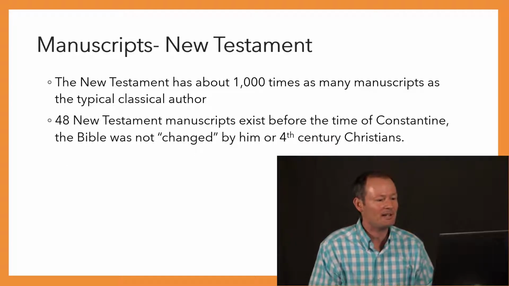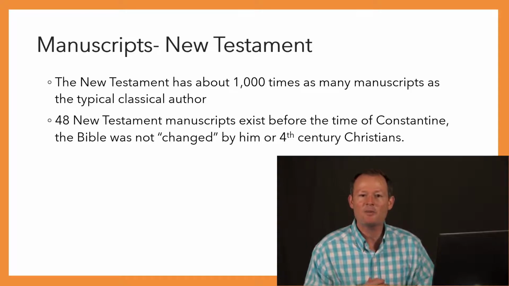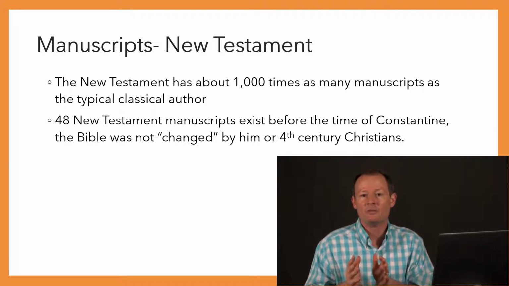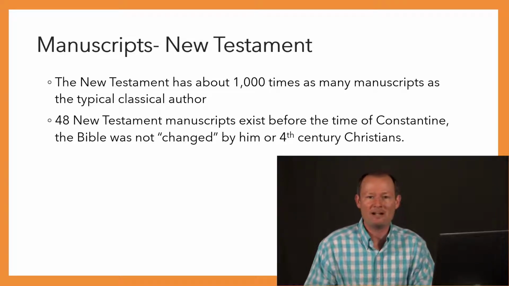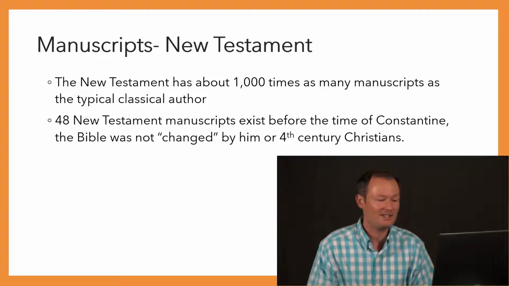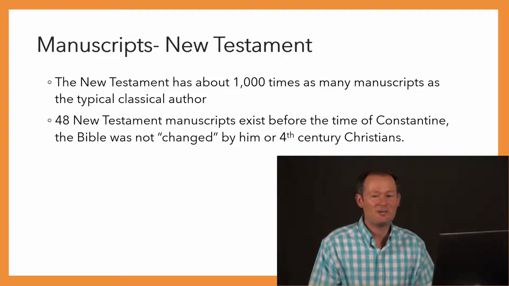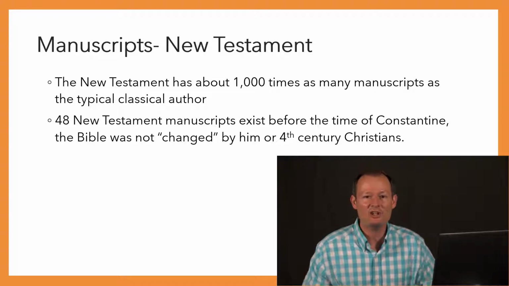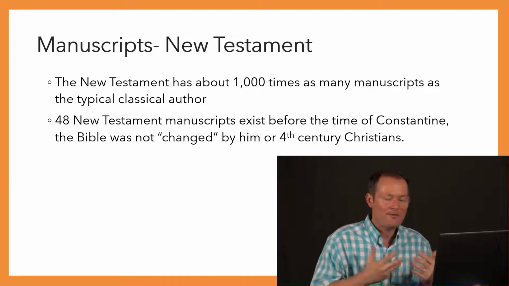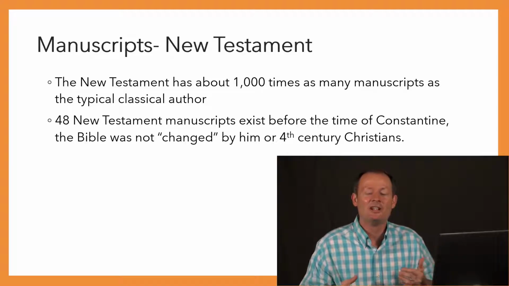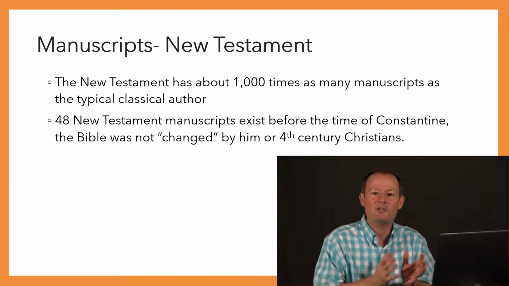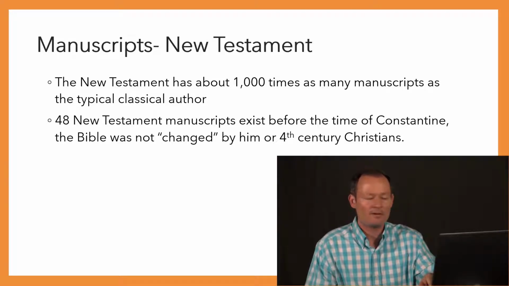There are 48 New Testament manuscripts that existed before the time of Constantine, and the Bible was not changed by him or 4th century Christians. What I'm talking about in this point is sometimes you'll see a social media post saying, well, Constantine invented Christianity or changed the Bible. Well, we have 48 copies of the New Testament from before the time of Constantine that testify to the fact that no, the New Testament was the same before Constantine was born as it was after the time Constantine died. There's nothing changed. He couldn't go back and change all these manuscripts. We found manuscripts he wouldn't have known about. They're not changed. So those kinds of claims are ignoring the actual physical evidence that the manuscripts of the New Testament provide.